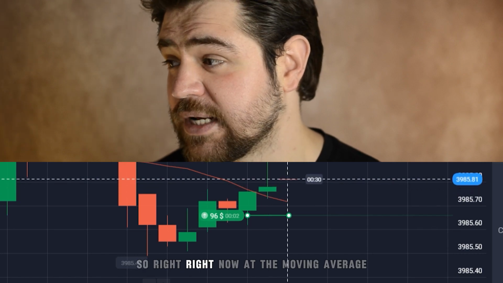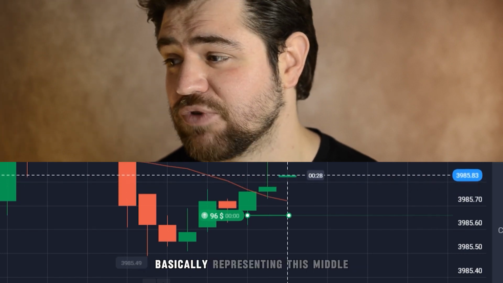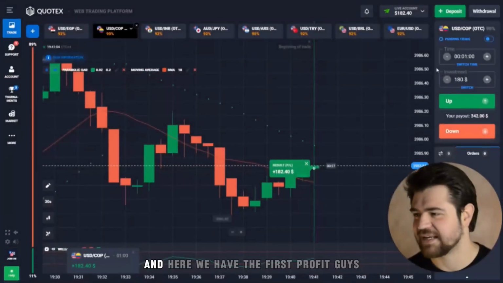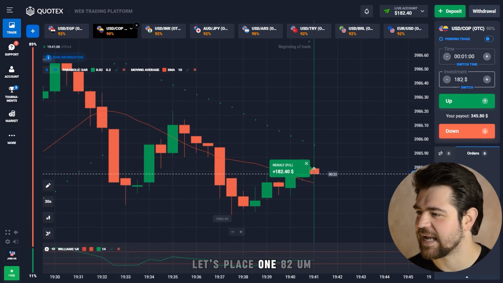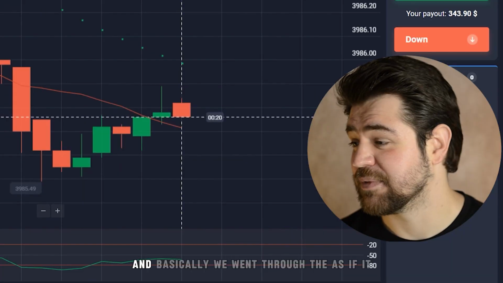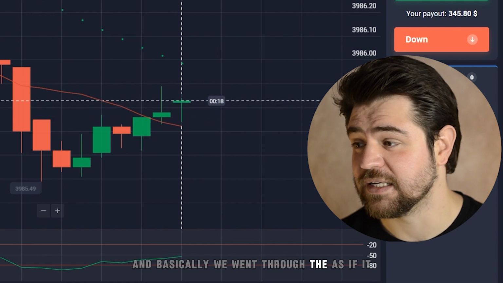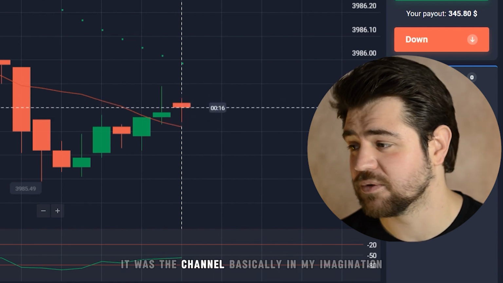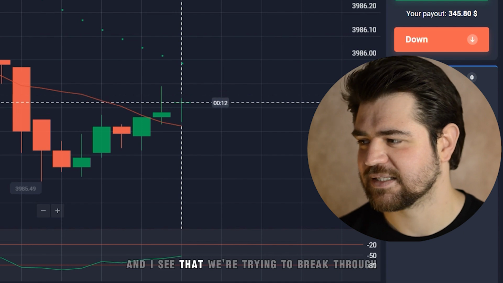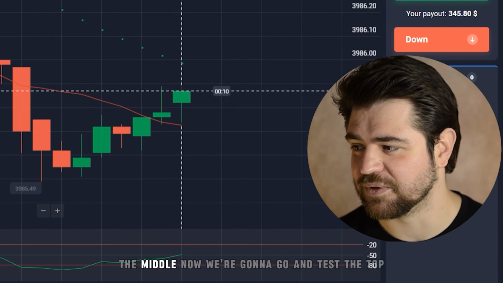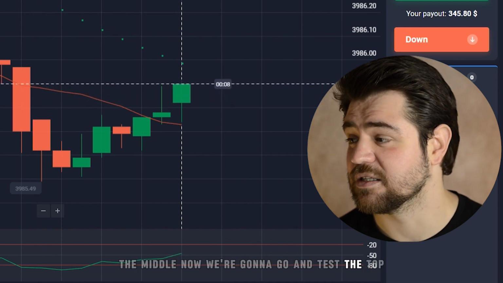So right now the moving average is basically representing this middle, and here we have the first profit, guys. Let's place 182, and basically we went through as if it was the channel. In my imagination, I see the channel and I see that we're trying to break through the middle. Now we're going to go and test the top.